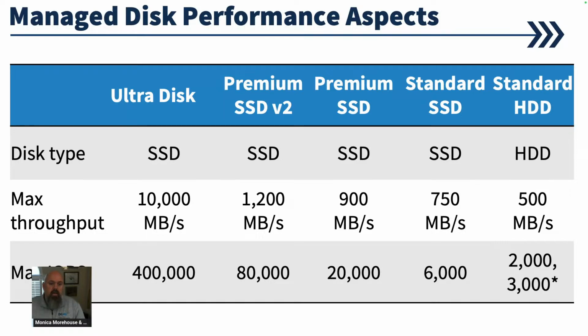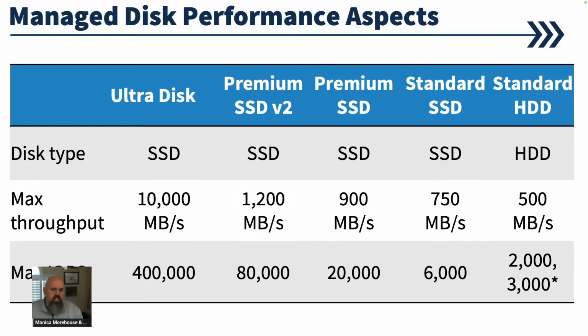They're slow. They're great for archival storage, something that you don't need really big performance out of. And they also are the least cost effective, or at least expensive. But you can see the performance, the maximum throughput is only 500 megs a second. We only get anywhere from 2,000 to 3,000 IOPS.